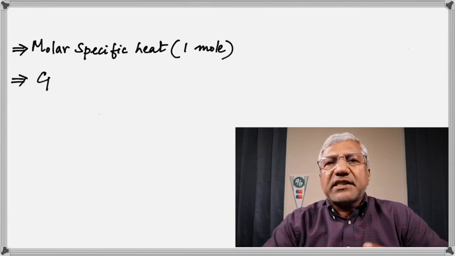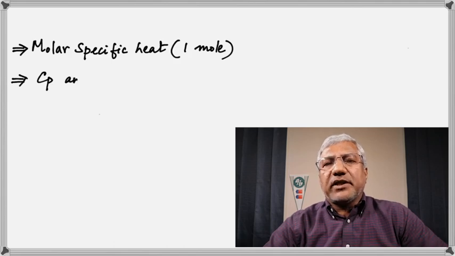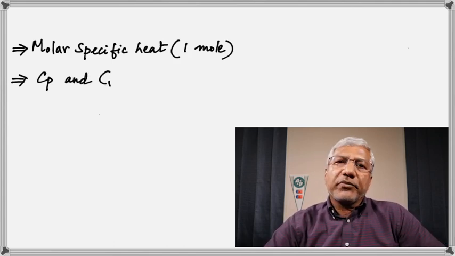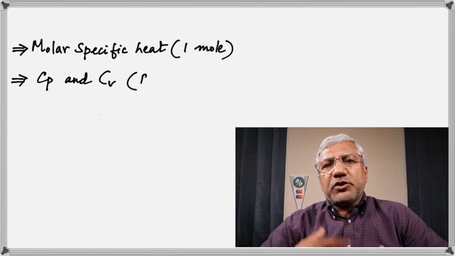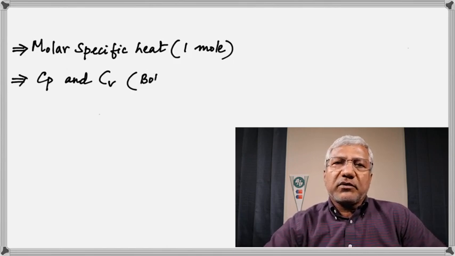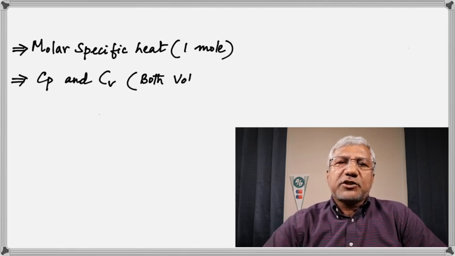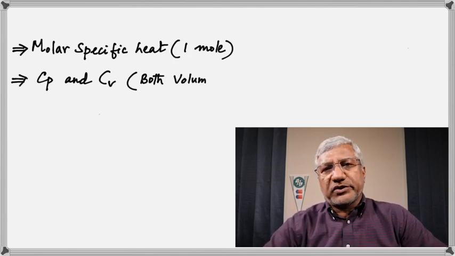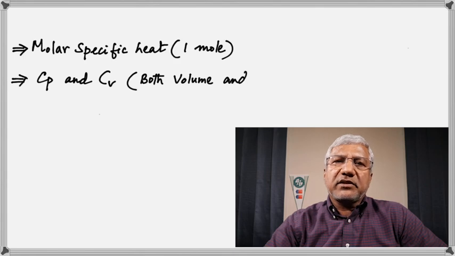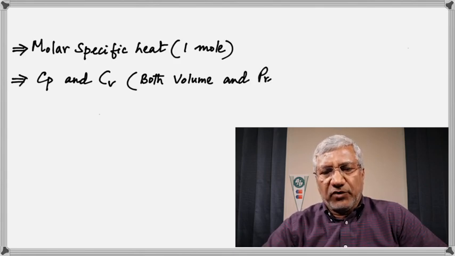And Cp is always greater than Cv. That means you need to give more heat when you heat it at constant pressure. So that's why specific heat at constant pressure is always greater than the specific heat at constant volume.